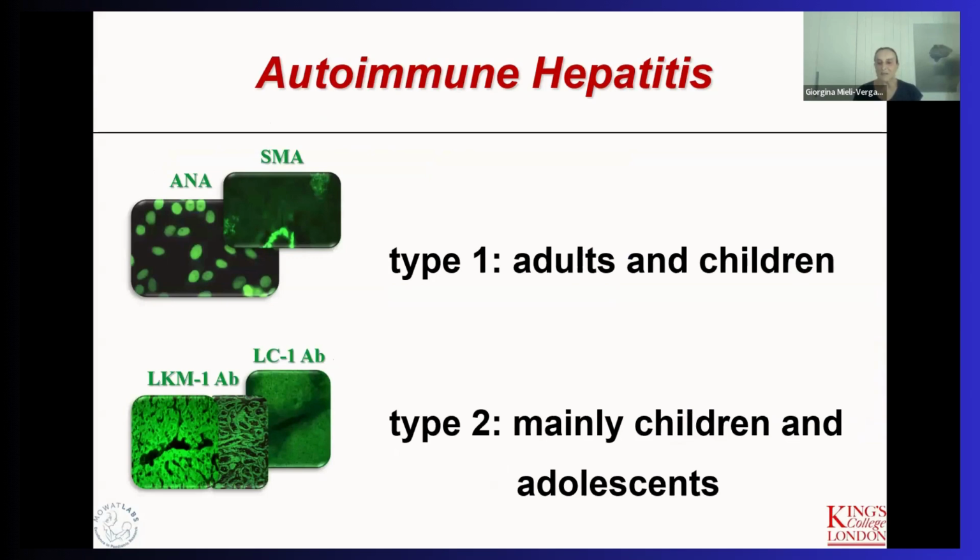Type 1 autoimmune hepatitis is characterized by the presence of anti-nuclear antibodies or anti-smooth muscle antibodies, and is typical of adults and children. I mean, it can affect both adults and children. While type 2 autoimmune hepatitis is characterized by the presence of anti-liver kidney microsomal type 1 antibody or anti-liver cytosol type 1 antibody, and affects mainly children and adolescents.